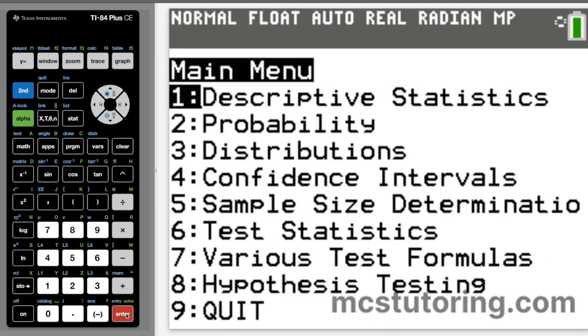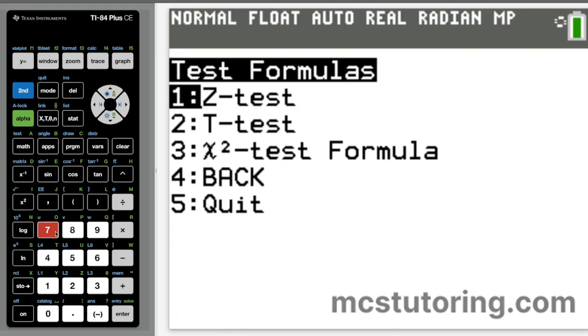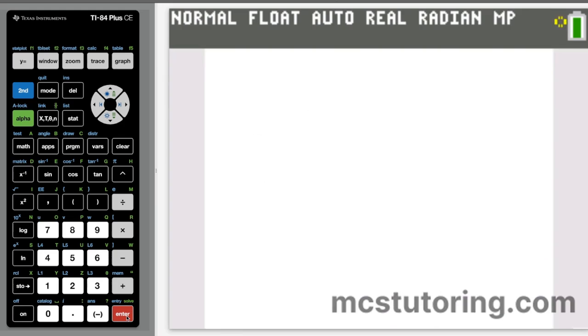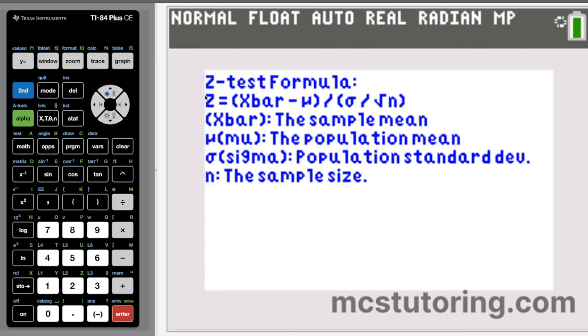Okay, and then we'll go on to various test formulas. We're talking about the z-test here. So the z-test formula is going to be x bar minus mu divided by sigma over root n, where x bar is the sample mean, and mu is the population mean. Sigma is the population standard deviation, and n is the sample size. Just to give you a definition of all this when you're plugging it into your calculator.